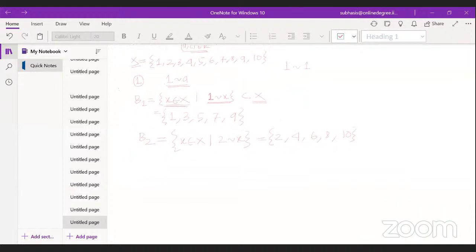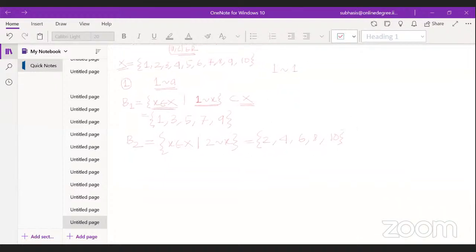So basically, as you can see, B1 and B2 are disjoint. Can you see it? Because why? Because B1 is the set of all elements which are related to 1, and you know 2 is not a member of B1. And B2 is the set of elements which are related to 2.